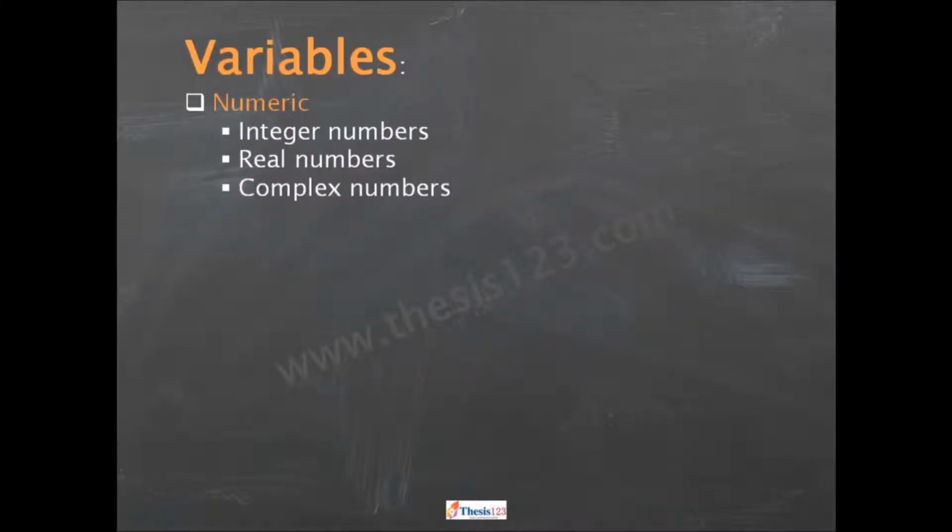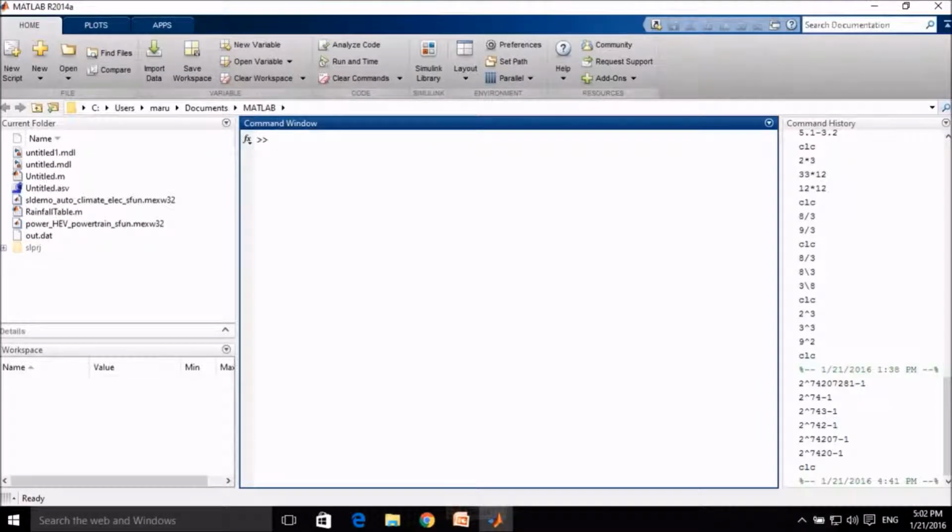Before that, variables can be divided into two types: numerical and character. Numerical variables are also subdivided into integer numbers, real numbers, and complex numbers. First, we will go for integer numbers.